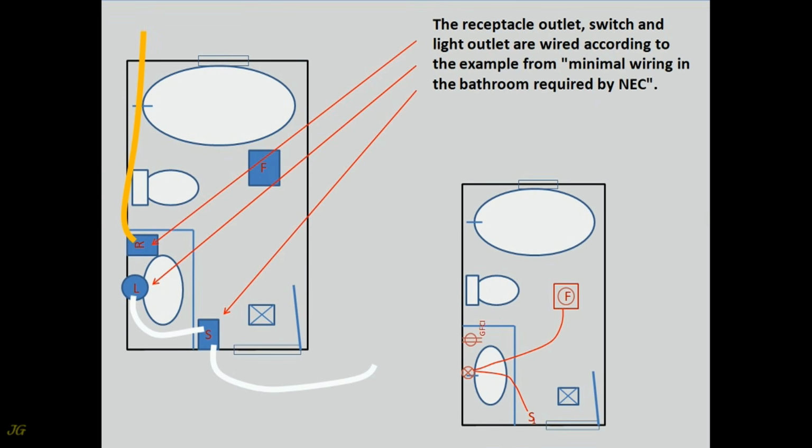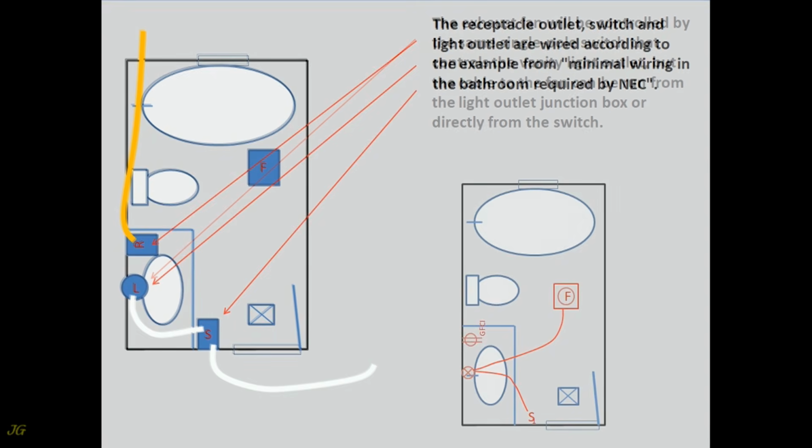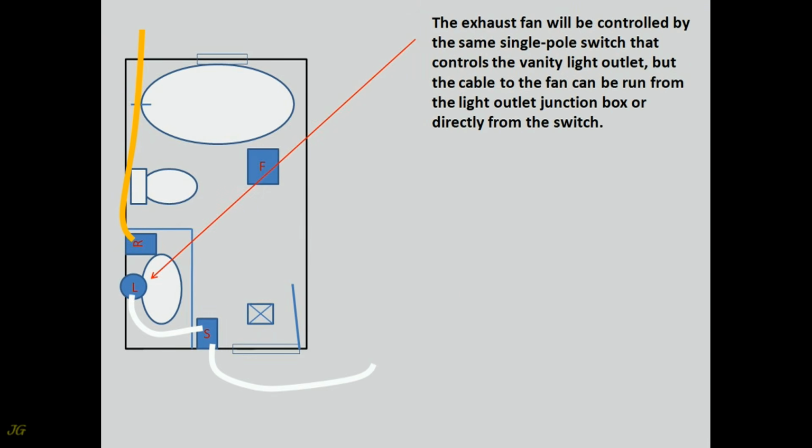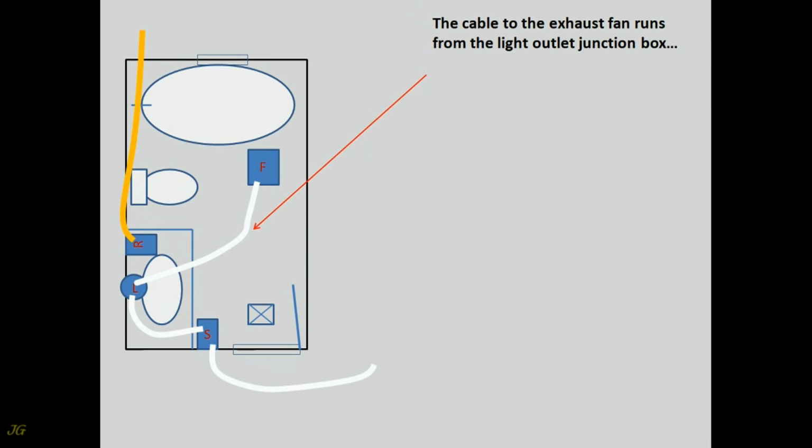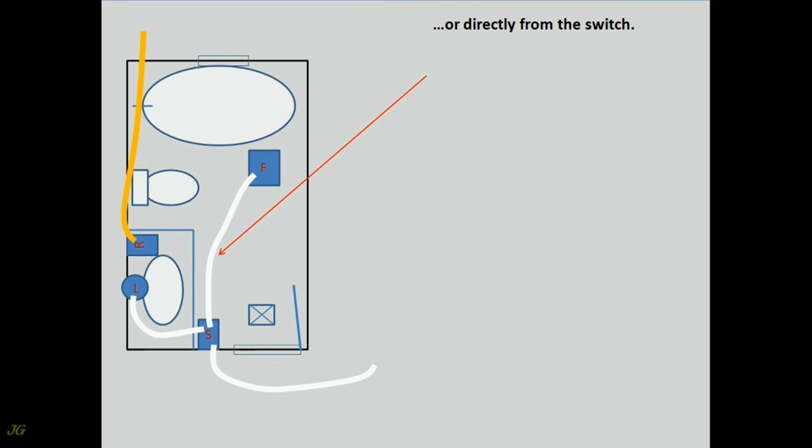The receptacle outlet, switch and light outlet are wired according to the example from minimal wiring in the bathroom required by NEC. The exhaust fan will be controlled by the same single pole switch that controls the vanity light outlet, but the cable to the fan can be run from the light outlet junction box or directly from the switch. The cable to the exhaust fan runs from the light outlet junction box or directly from the switch.